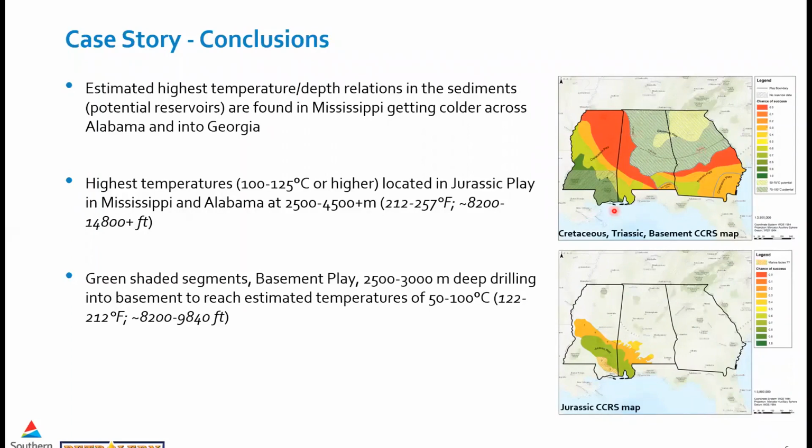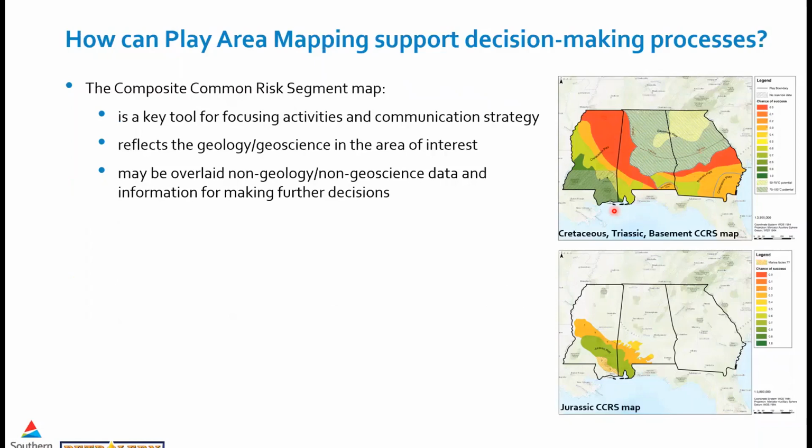So these were the conclusions on the case story, and then I asked myself, how can I end this presentation? I think we started out by looking at the play area map and how we do that. And you can ask, how can this play area map support decision-making processes? It's nice colors on the map, yes, but what does it actually mean and how can you use it?